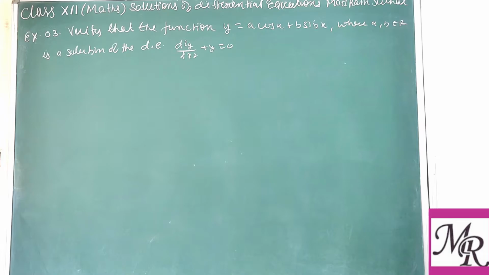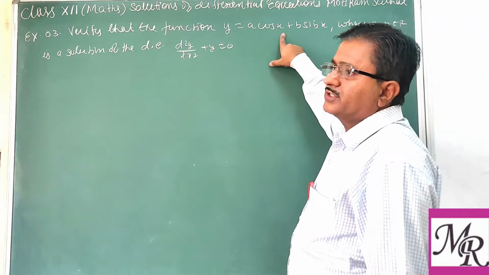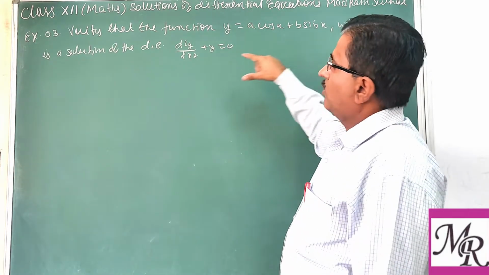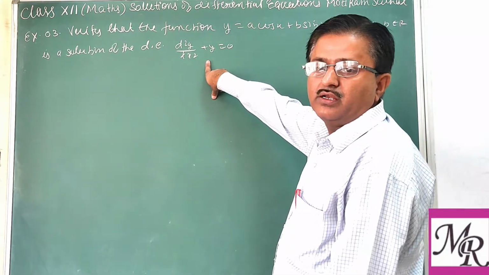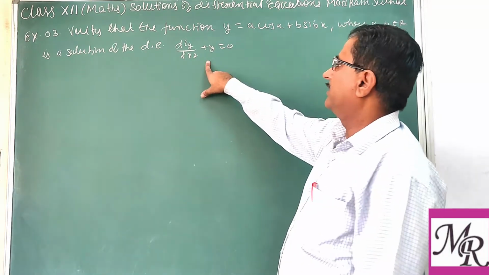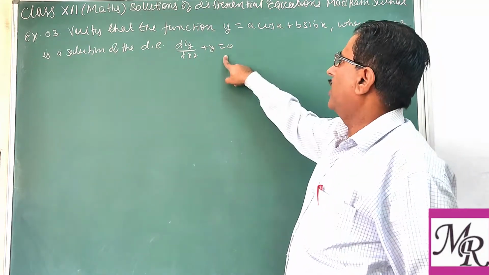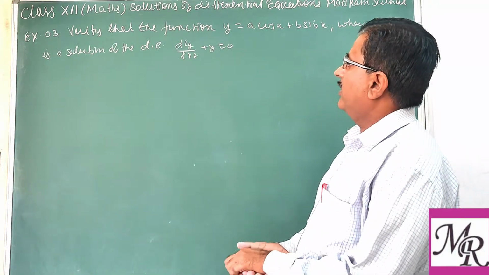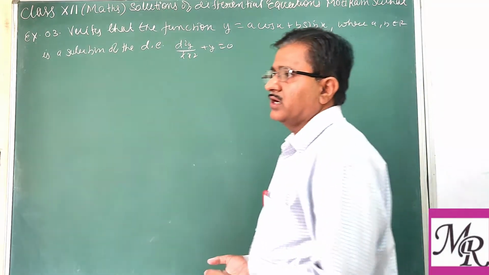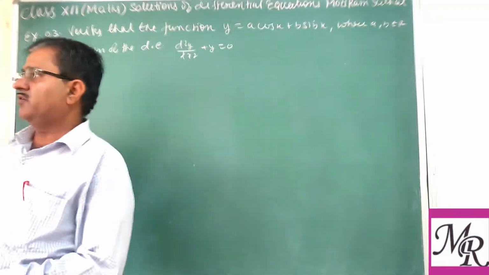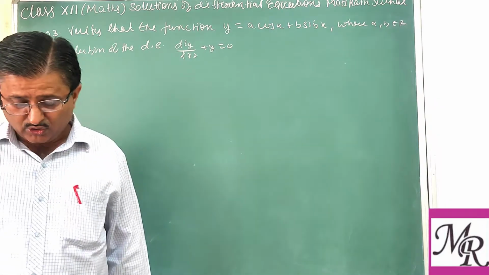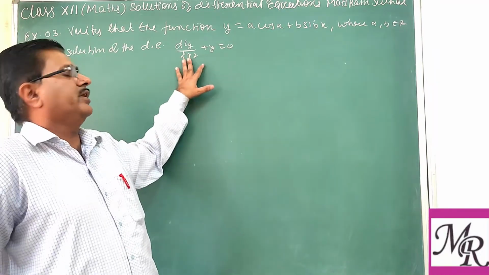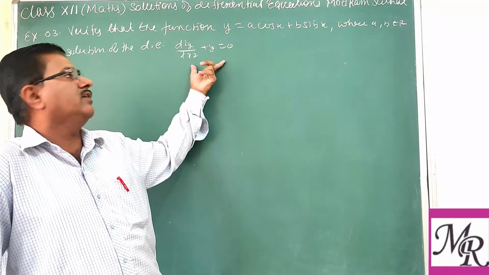So verify that this function y equals a cos x plus b sin x, where a and b are constants, is a solution of the differential equation d square y by dx square plus y equals 0. So in this way, again we have to verify that the given curve satisfies the differential equation. A different method would be if you want to find the order and degree of the differential equation, that you can easily find.